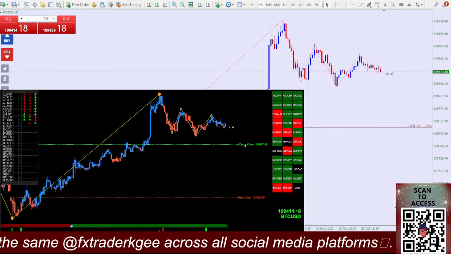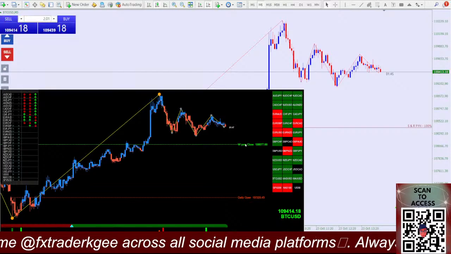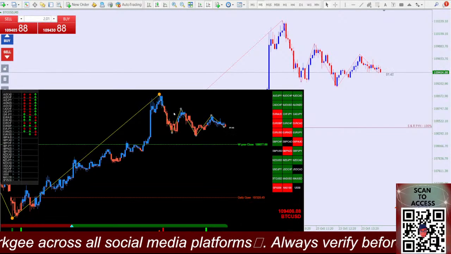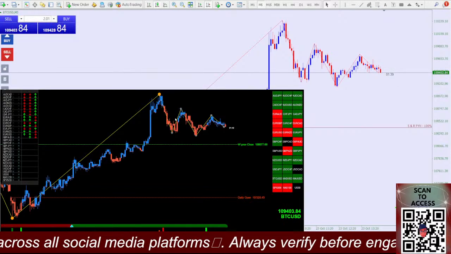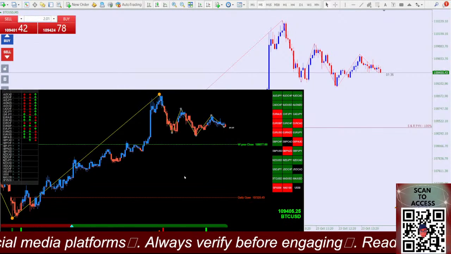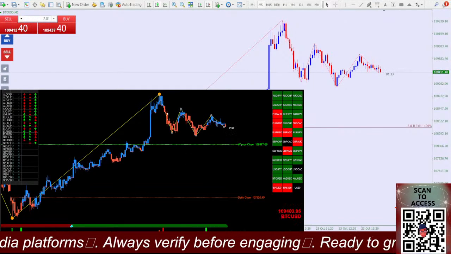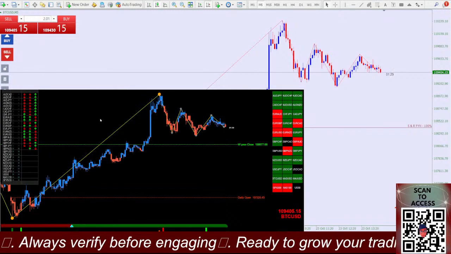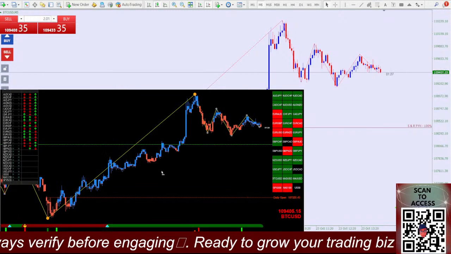On the weekly, that is the previous week close, so price is actually currently above it, so BTC USD is on the bullish side. It's on the bullish side, and we got a twin leg. Okay, let's just backtest a little bit.